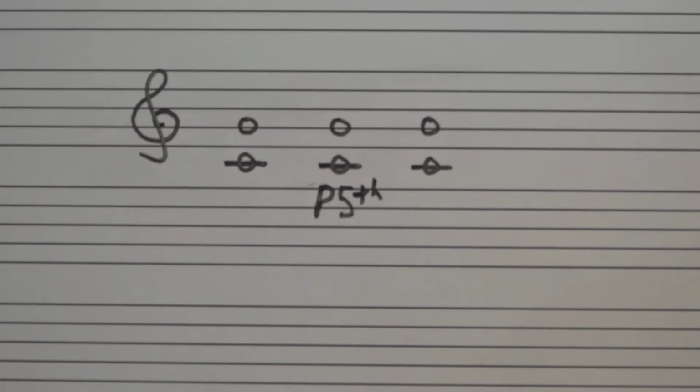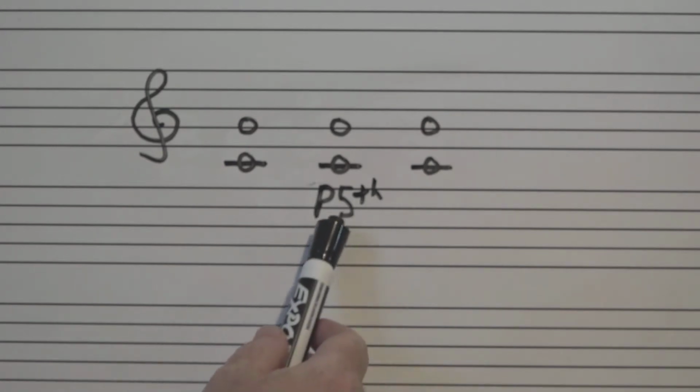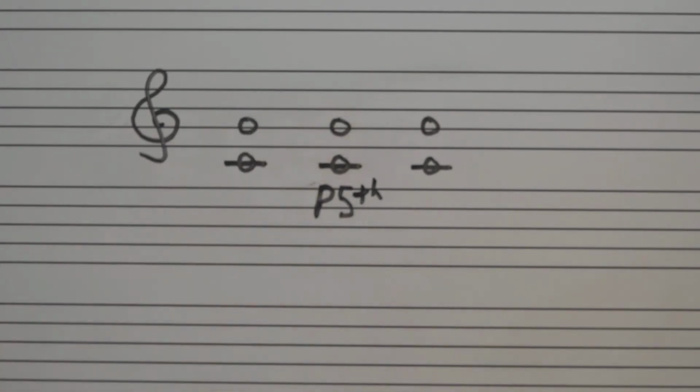So what happens if the two notes that are given to you for intervals do not fit into a major scale? Well, let's start with this perfect fifth from C to G. Notice that G is in the major scale, so C up to G, that is a perfect fifth.